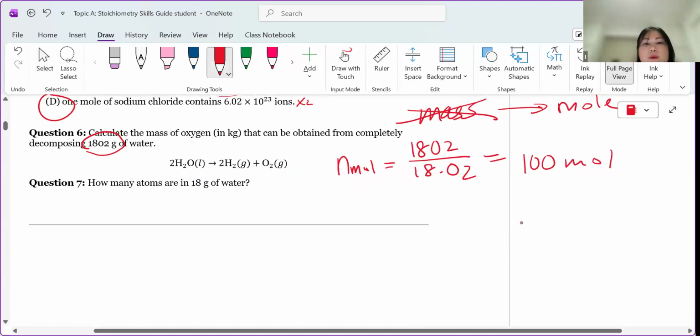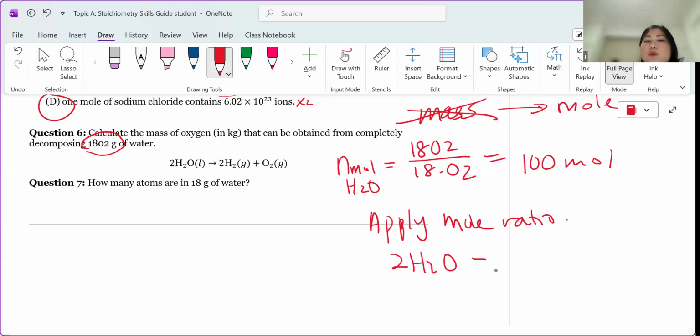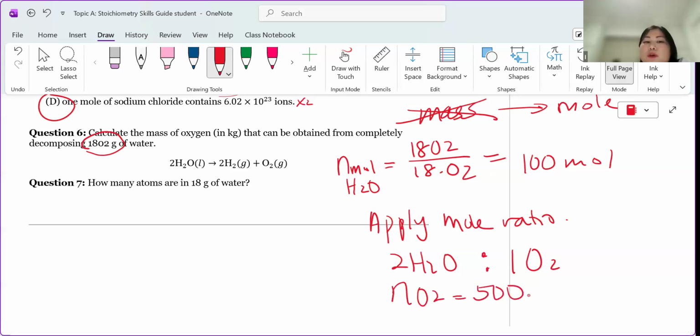So with 100 moles, after we find the moles of H2O, the next stage is always to apply the mole ratio. So first, always change mass into moles, then apply the mole ratio. So the mole ratio will be 2H2O is to 1 oxygen. So therefore, the moles of oxygen is lesser. The moles of oxygen will be 50 moles.